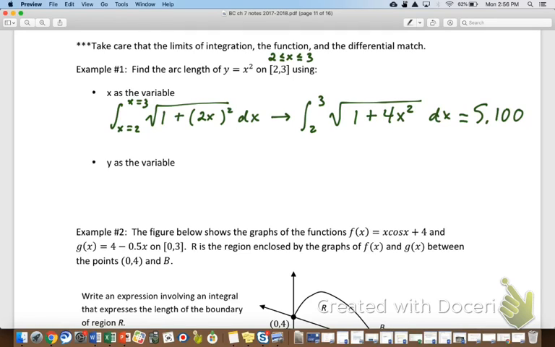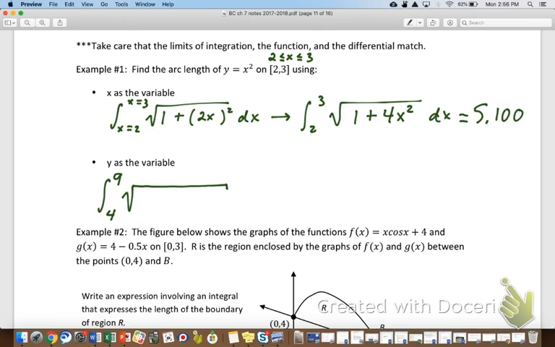So this also suggests that we could use y as the variable, and presumably we would get the exact same answer no matter what variable we used, as long as we did it right. So no longer would it be from x equals 2 to x equals 3, but it would be from 4 to 9. That's right, because y equals x squared, so the range would simply be from 2 squared to 3 squared, so from y equals 4 to y equals 9.